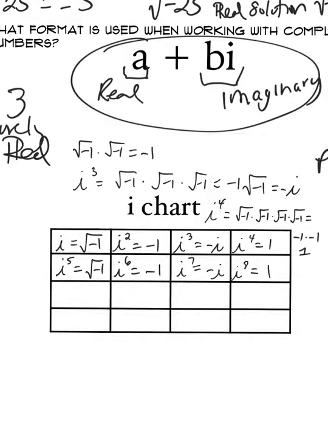It's kind of interesting, because if you're in a situation where you want to simplify an i that's raised to some crazy power, let's say i to the 27th power, what you need to do is figure out how many times 4 goes into 27. In this case, 4 goes into 27 6 times with a remainder of 3. That remainder is really the important thing, because it's telling us that i to the 27th actually is the same thing as i cubed, which is negative i.